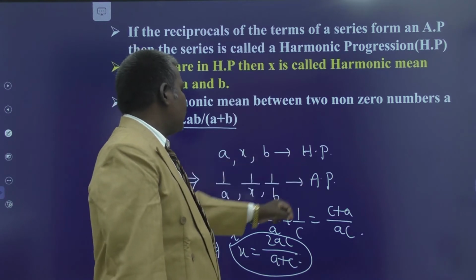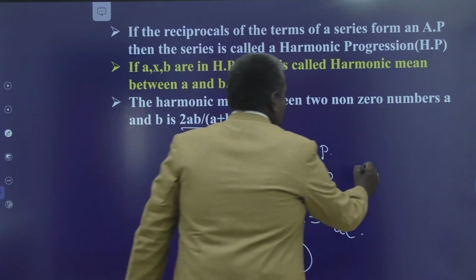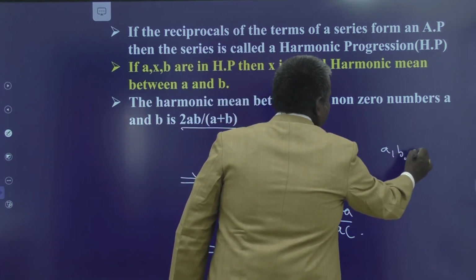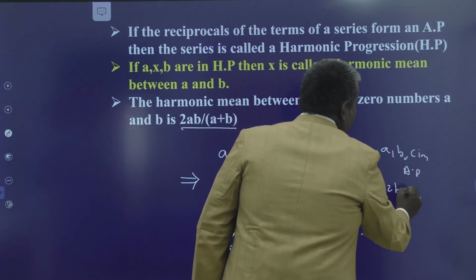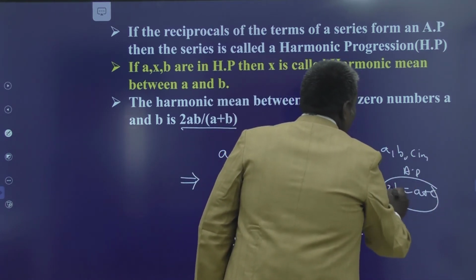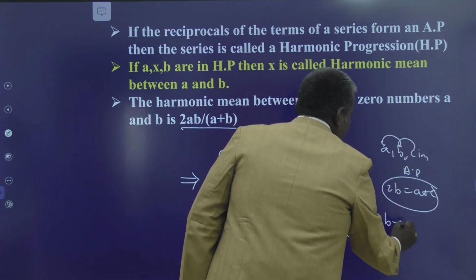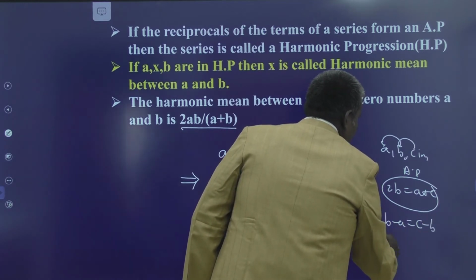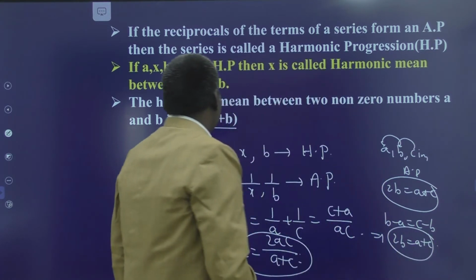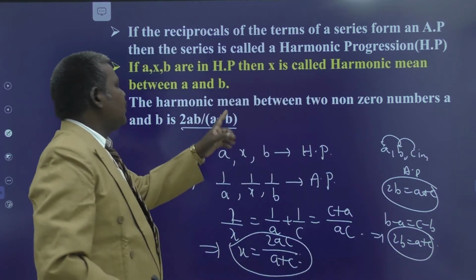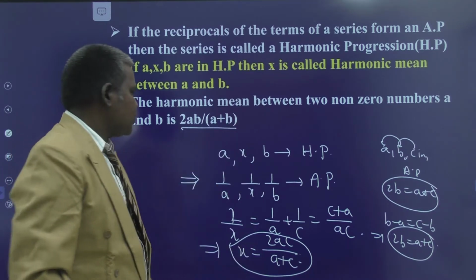If a, x, b are in harmonic progression, their reciprocals are in AP, and we are applying the condition. If a, b, c are in arithmetic progression, then 2b is equal to a plus c. How did it happen? b minus a is equal to c minus b. b minus a is equal to c minus b, which implies 2b is equal to a plus c, as we obtained. So the harmonic mean between the two numbers a and b is obtained by 2ab by a plus b.